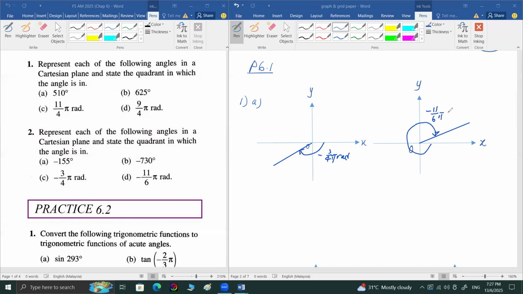Not even one round, so I don't draw the red one. Here I get -3/4 pi, so third quadrant, and here first quadrant. This is to practice what the positive means, anticlockwise, and the negative one means clockwise. So okay, next, class? Can follow?